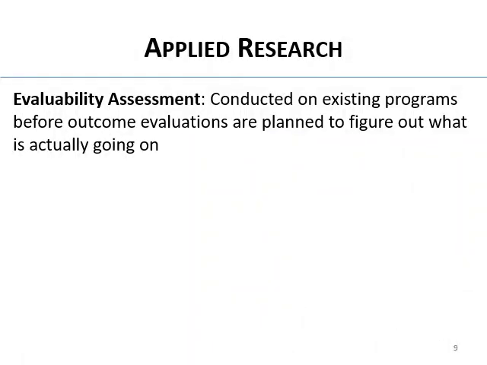So the next type of evaluation research is an evaluability assessment. And I didn't even know this was a word. We did these, but I didn't know there was a word for it. They're conducted on existing programs before you do some sort of outcome or summative evaluation. And you're just trying to figure out what's going on with the program. That's the goal of an evaluability assessment.